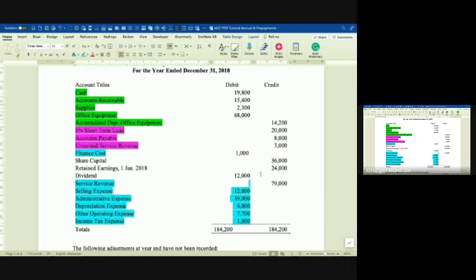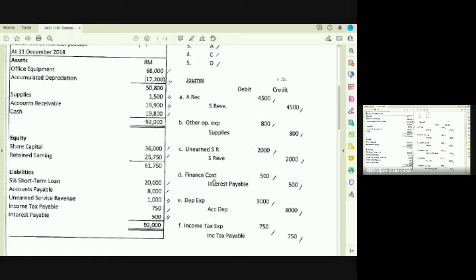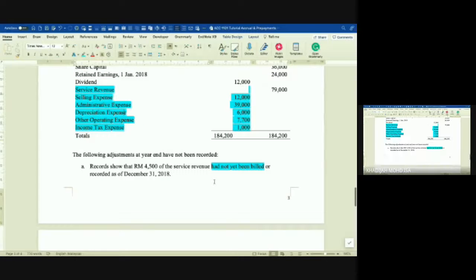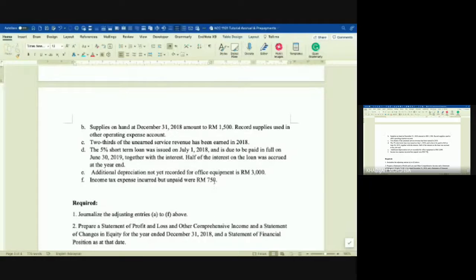But at 31st December 2018, you have to recognize the interest that has been incurred for the 6 months period. So based on the 5% short-term loan, the loan is 20,000. So 20,000 times 5% times 6/12. So the finance cost here is 500. How do you compute that 500? Let's compute: the 20,000 short-term loan times 0.05 times 6/12, because it's only for 6 months. And then you're going to pay that later.